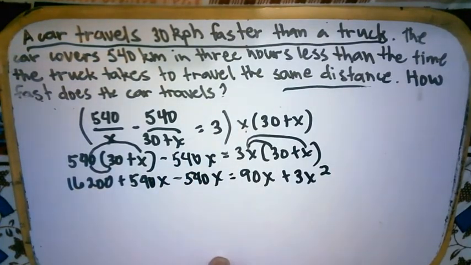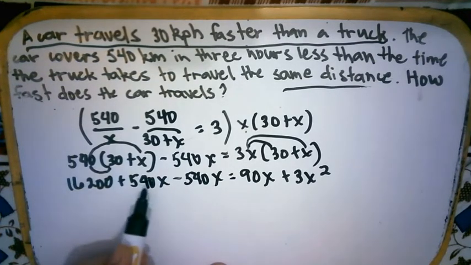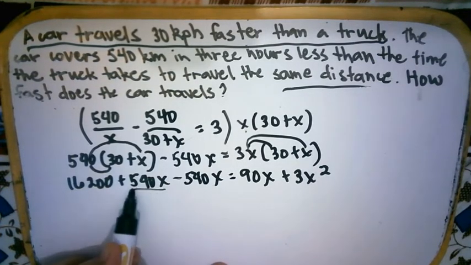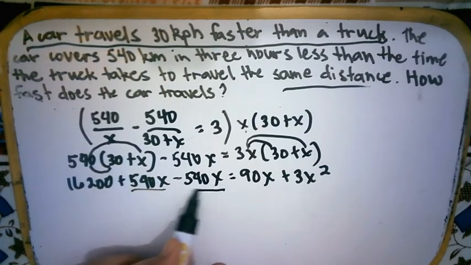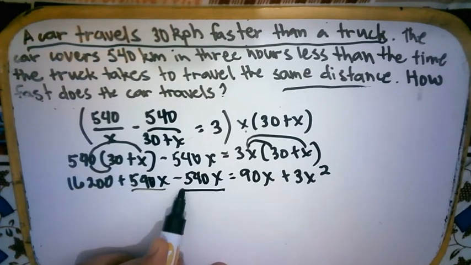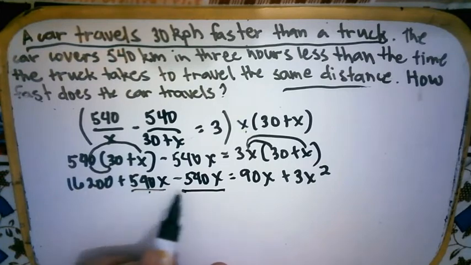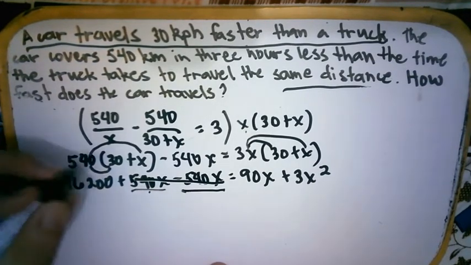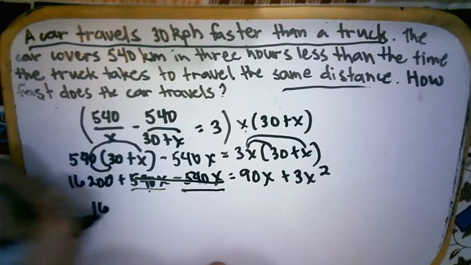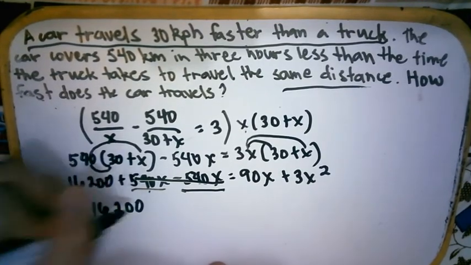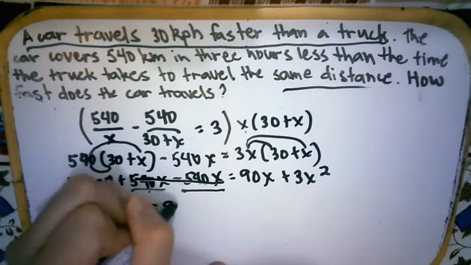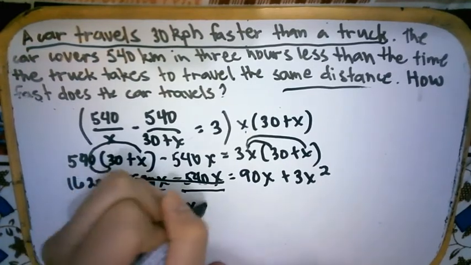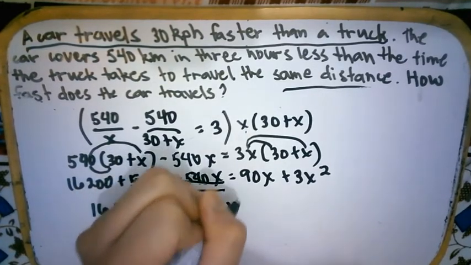Okay, next. So if we're going to observe the equation, we can cancel this part, 540x minus 540x, kasi 0 na yan. So 540x minus 540x is 0, so cancel na yan. So let's rewrite, we will have 16,200 is equal to 90x plus 3x squared.